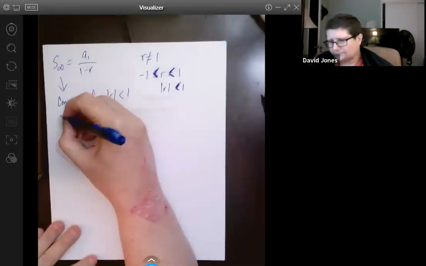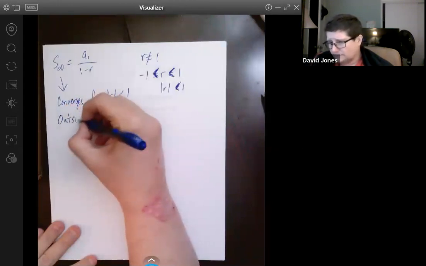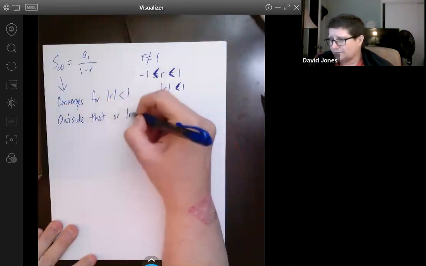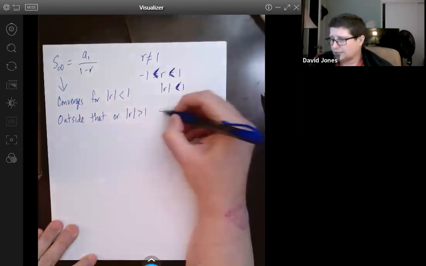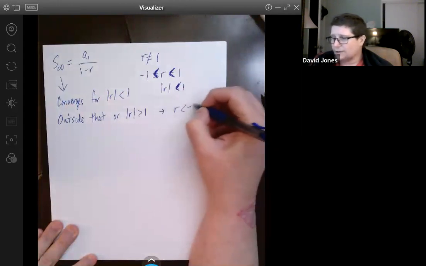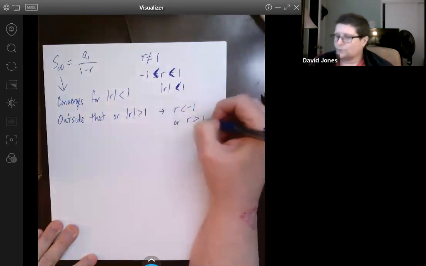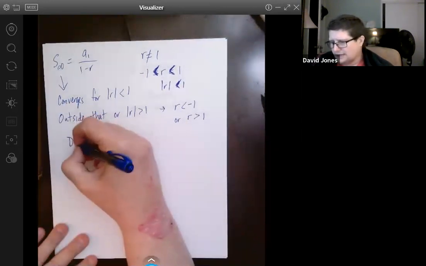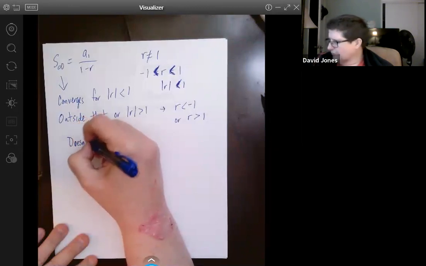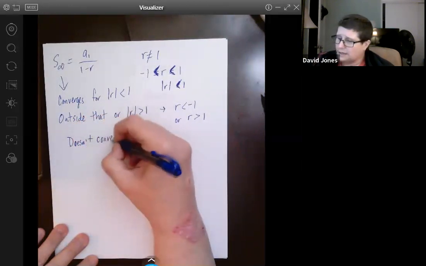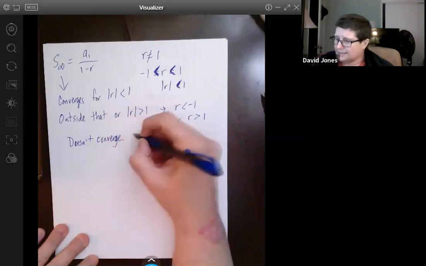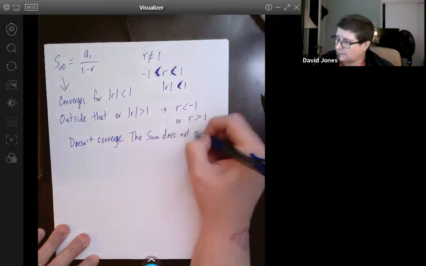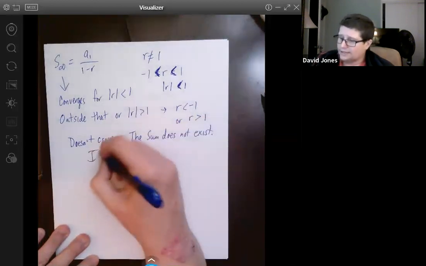Outside of that, if the absolute value of r is greater than 1, which means r is less than negative 1 or r is greater than 1, it doesn't converge. The sum does not exist. And it's a divergent series.